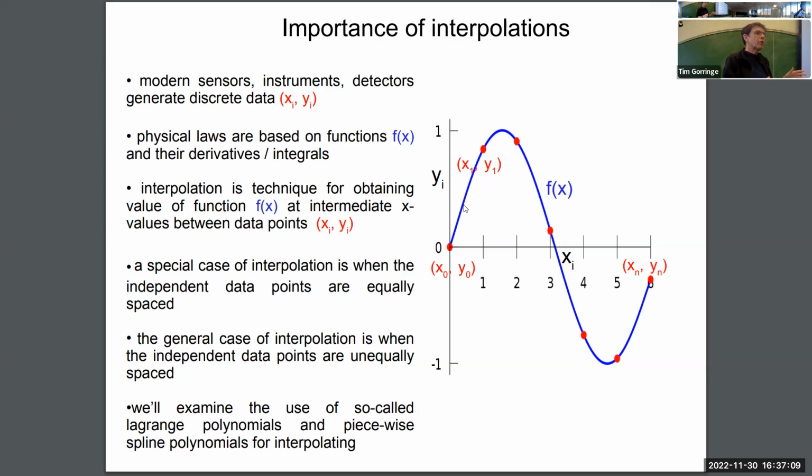There's a special case of this interpolation, and that's when you have equally spaced data points. So there are special methods for equally spaced data points. And then there's the general case where you have unequally spaced data points. We'll work on Lagrange and spline methods, and on both equally and unequally spaced data points.